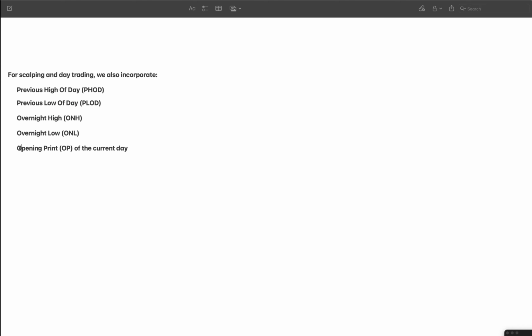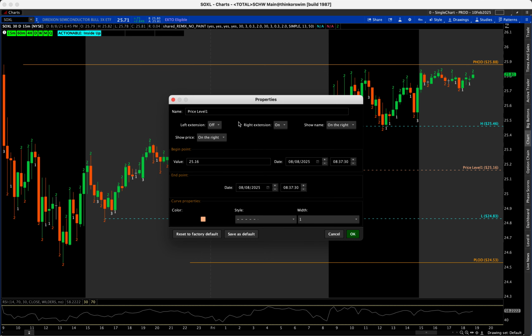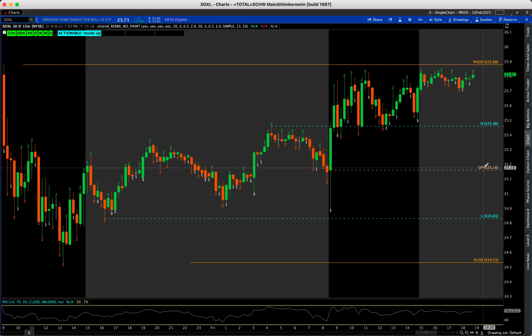The last one that we use, you can't mark until the day opens, but it's the opening print, which is just where price opens that day, right? On this particular day, Friday, the price action opened right here. So we'll just leave that as the peach color and just label it OP. So we've got our opening print, overnight high, overnight low, previous high of day, previous low of day.